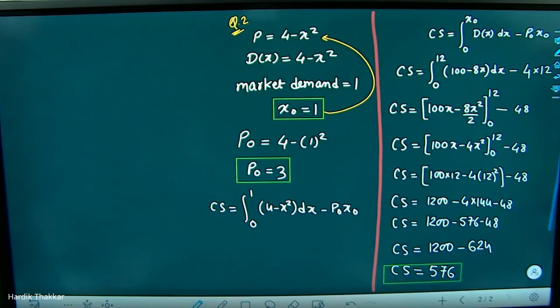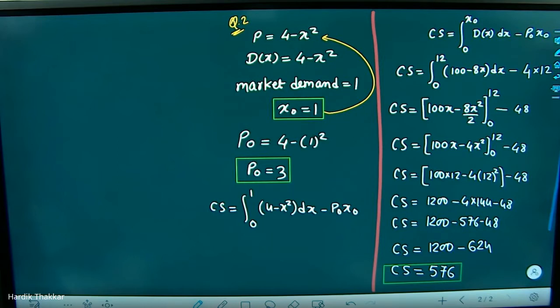Sir, our lower limit will always be 0, no? Yes, in the formula the lower limit is always 0. Got the answer. Okay, now try the next one.